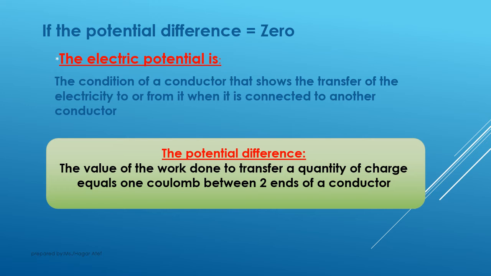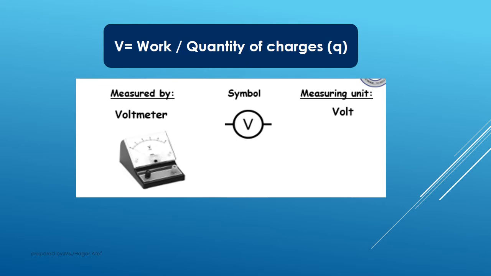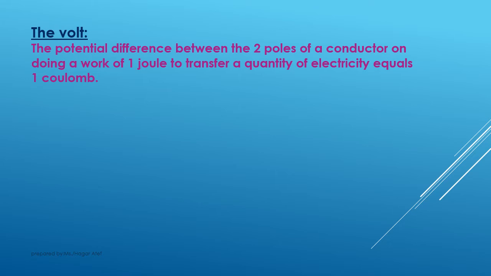So, the potential difference is the value of the work done to transfer a quantity of a charge equal to one coulomb between two ends of a conductor. Potential difference V equals work W divided by quantity of a charge Q, measured by a voltmeter, symbol V, measured unit volt. So, the volt is the potential difference between two poles of a conductor when doing a work of 1 joule to transfer a quantity of electricity equal to 1 coulomb.